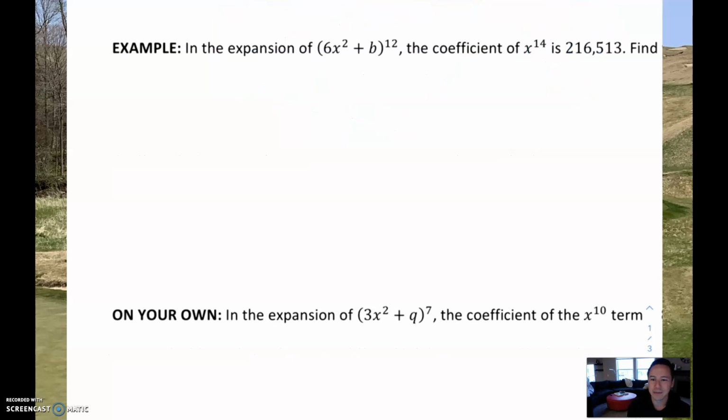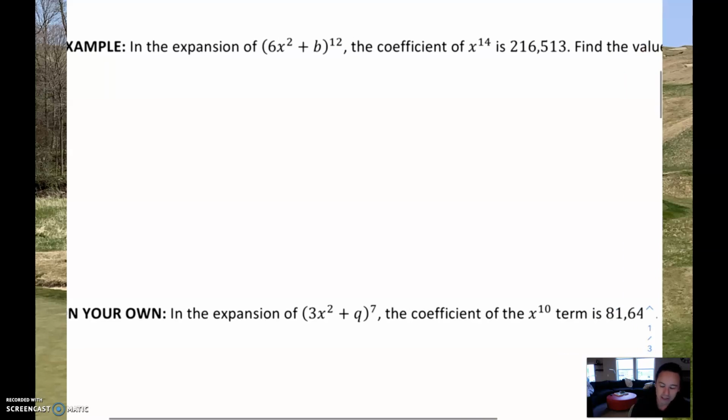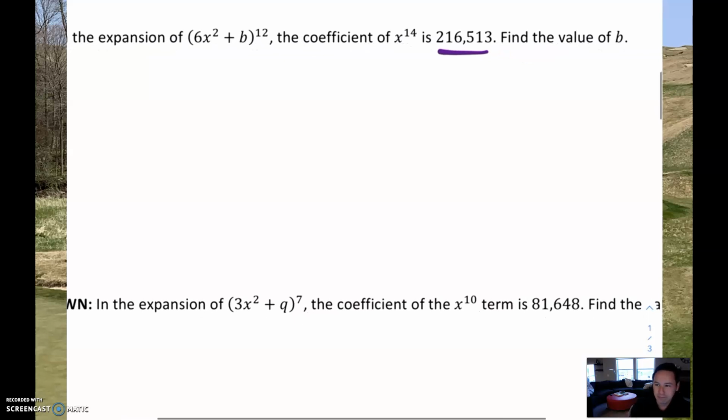Okay, this next example that we're going to do is going to involve some bigger numbers. Anytime you're dealing with something to the 12th power, those numbers get really big really fast. So don't be intimidated by the big numbers, just trust the process. In the expansion of (6x squared plus b) all to the 12th power, the coefficient of x to the 14th is that big number right there. And then it says, find the value of b.